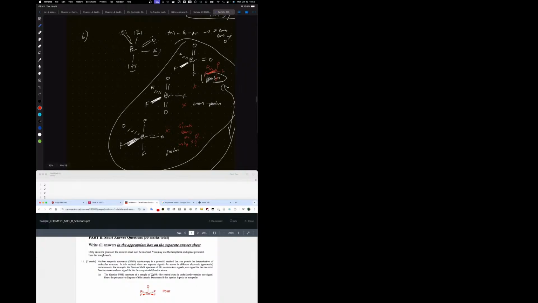Single bonds on O. Why? Yeah, why is that? So we have BrO2F3. So we have Br, and then we have 1, 2, 3, 4, 5, 6, 7. 1, 2, 3, 4, 5. And then this is just normal. This is 3. So 1, 2, 3. 1, 2, 3.